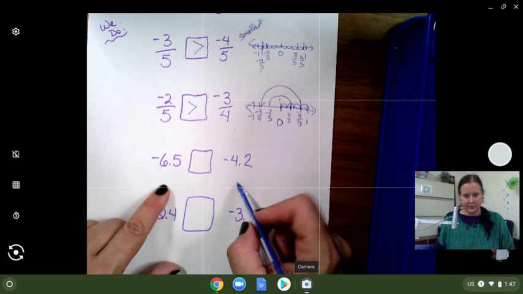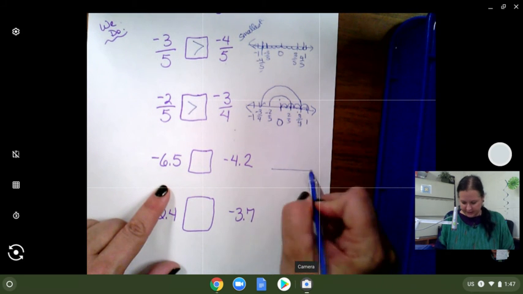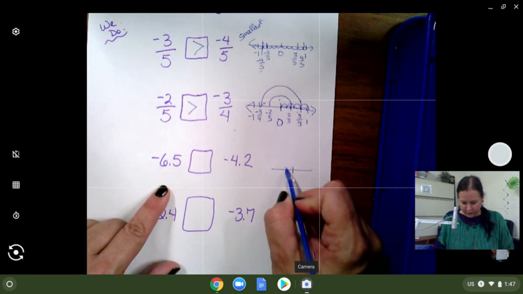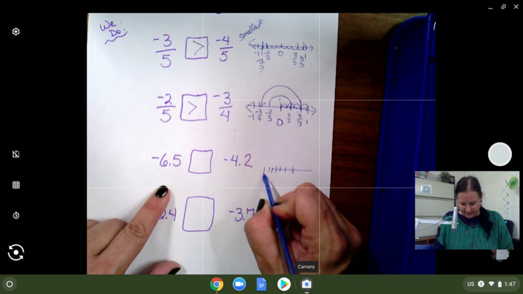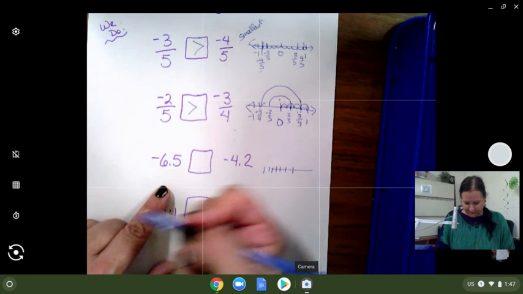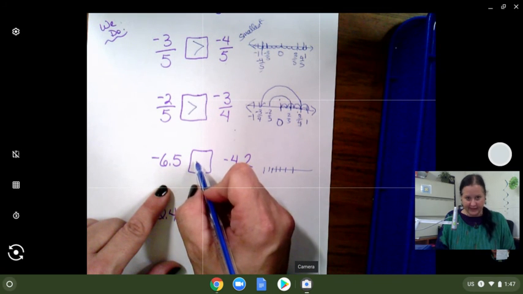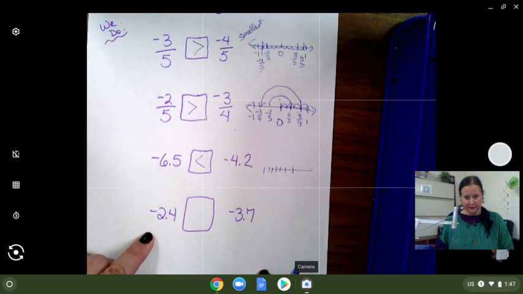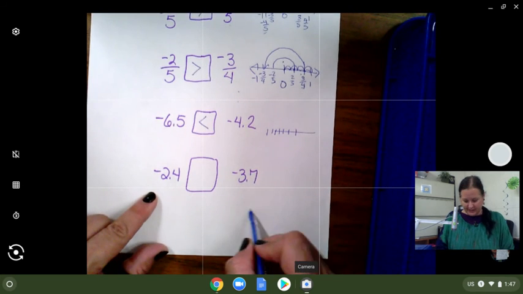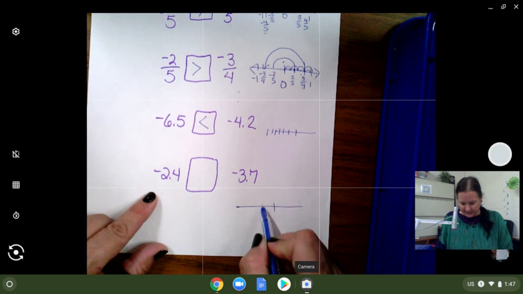All right, on this one, this one should be a little bit easier. Here we have 0, -1, -2, -3, -4, -5, -6. -6 is going to be further down the number line to the negative side, so that is smaller than the -4.2.